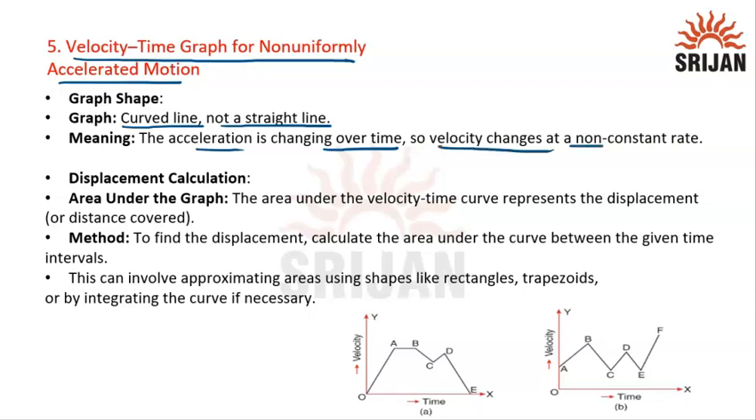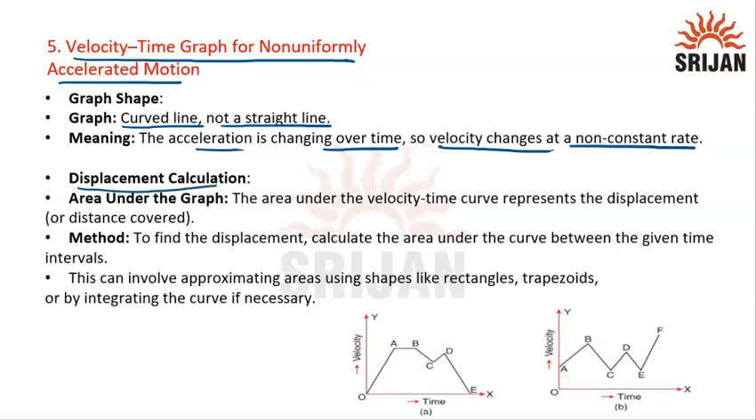Velocity changes at a non-constant rate, because acceleration is defined as the rate of change of velocity. If velocity changes at a non-constant rate, it produces non-constant or non-uniform acceleration. That's why the graph is a curved line, not a straight line.